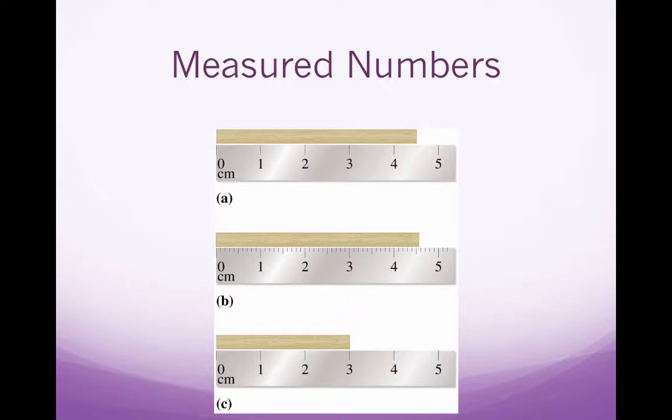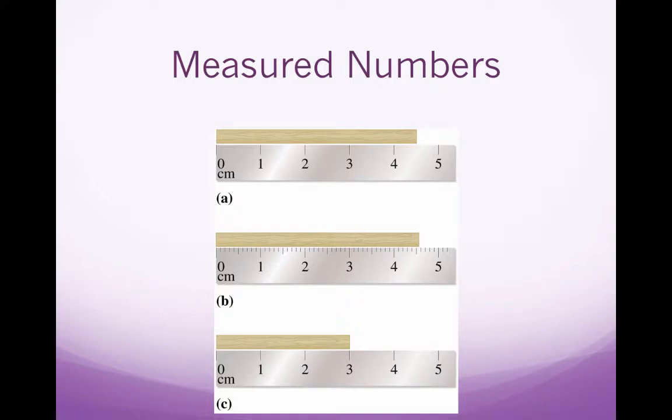In the next example, we have the same piece of wood. We have a better ruler. Now we have 10 tick marks between 4 and 5. So I can see for sure that it's 4.5 centimeters, but it's somewhere between the 0.5 and the 0.6. So I might guess that this is 4.55 centimeters. That last 5 is estimated, but I know the 4.5 for sure.